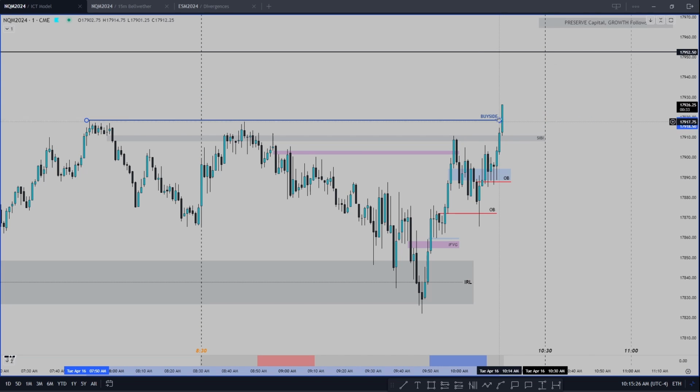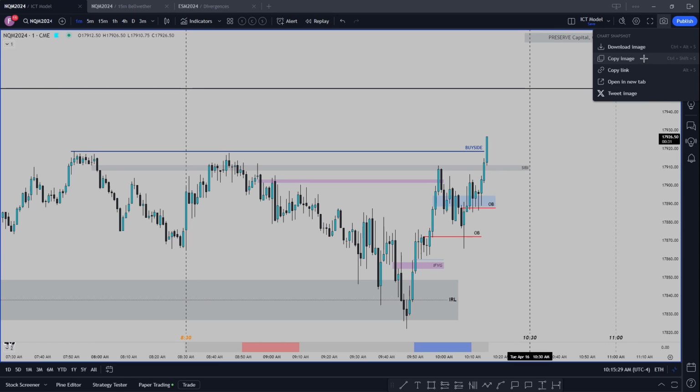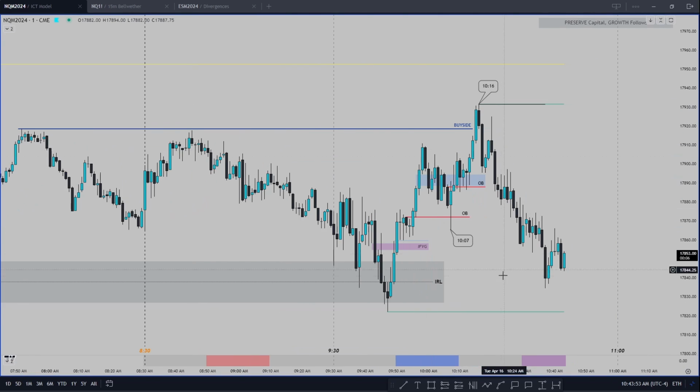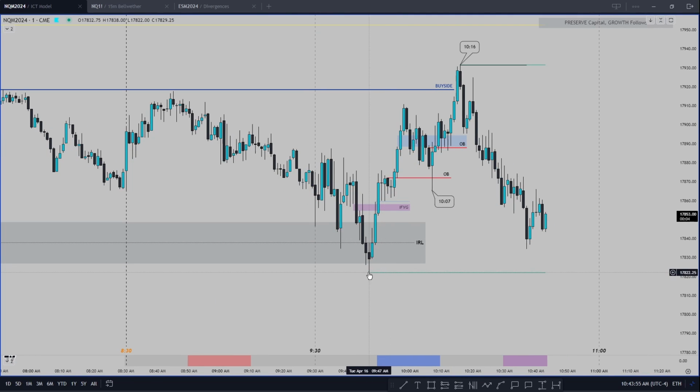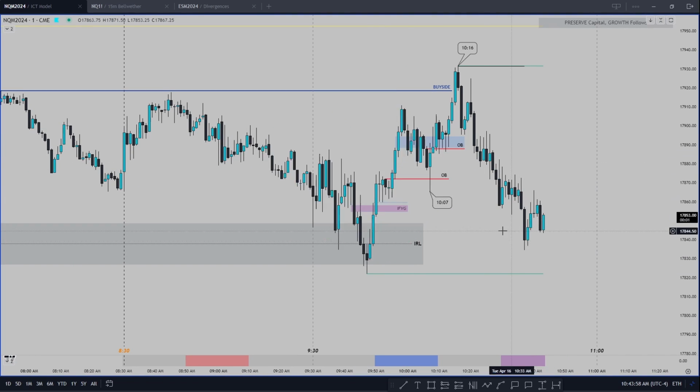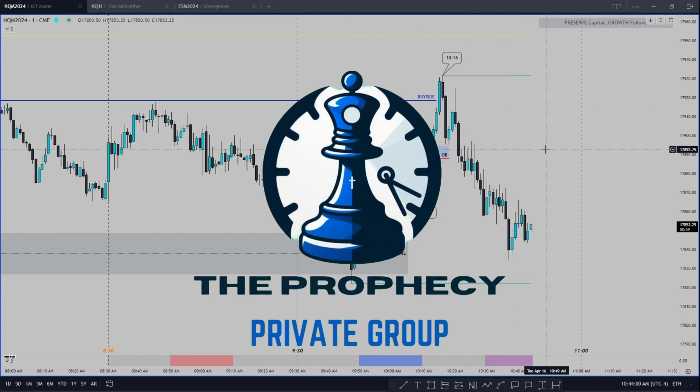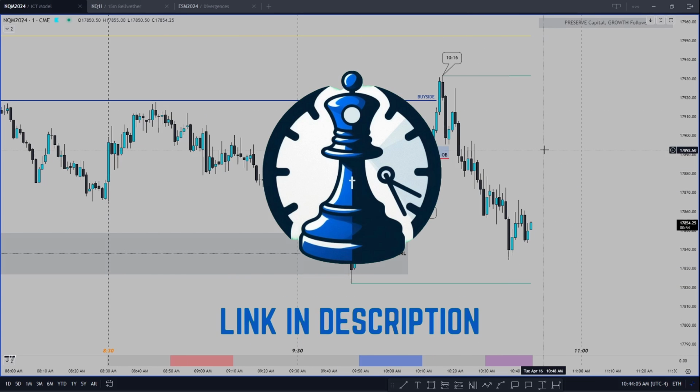Still looking for PM session high by 10:30 or really before 11. So we actually probably could see AM session low taken here. I don't like the fact that we dipped this far into discount. Looks like a market maker sell model to me. Anyways, that'll probably wrap it up for today.